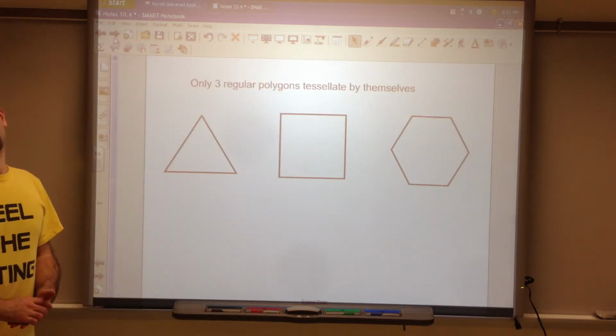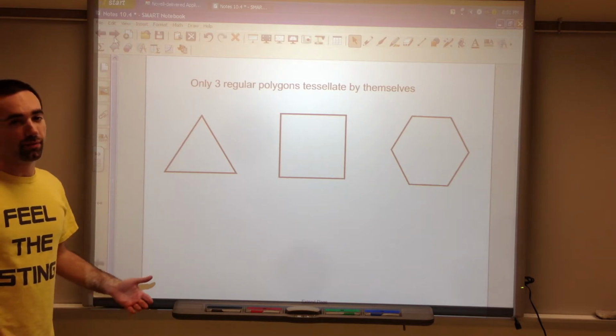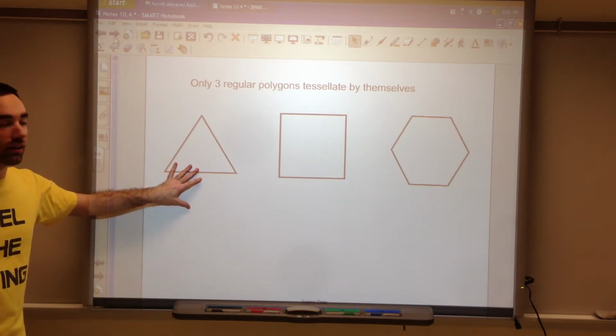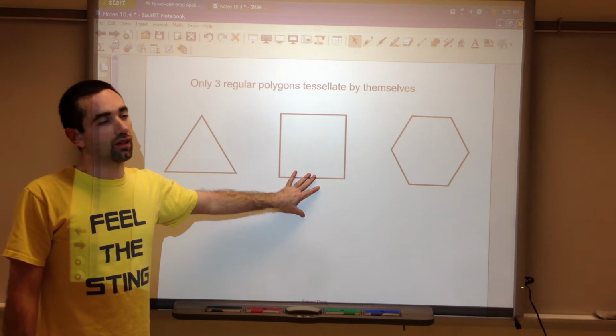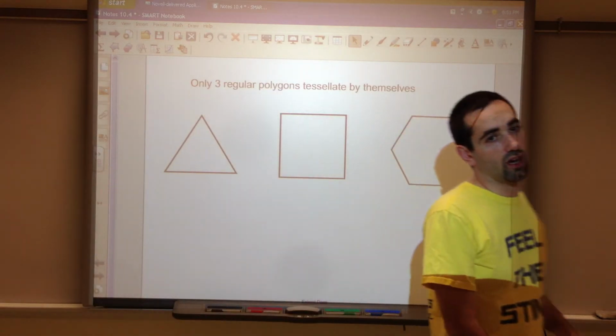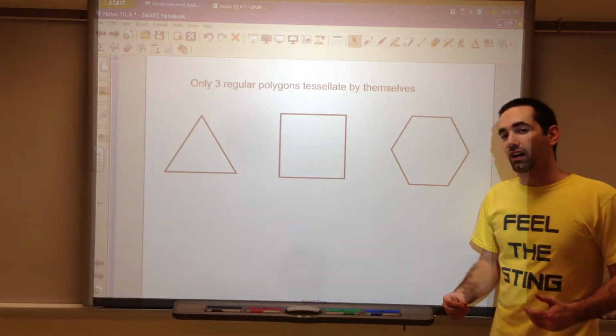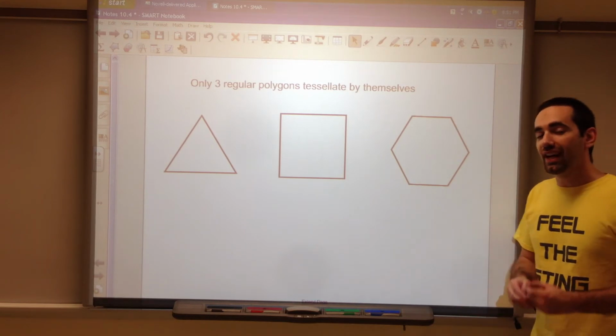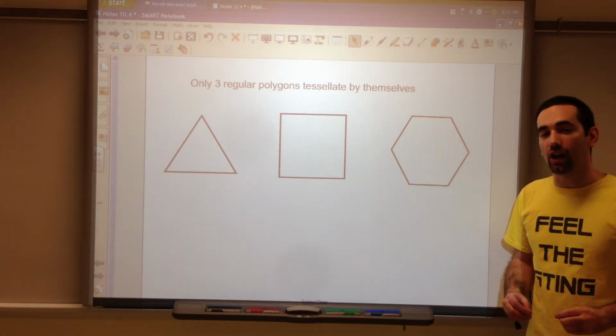Only 3 regular polygons tessellate by themselves. A regular triangle, a regular quadrilateral, and a regular hexagon. No other polygon that is regular tessellates by itself.